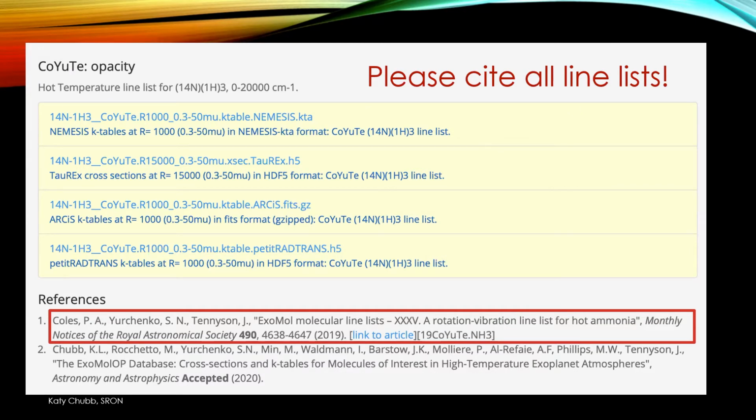Not only is it nice to cite people's work, but it's also important because the line lists are updated periodically, and so it's important to mention which version you're using for a particular species. If you click through to these references, they will also tell you information on the temperature and wavelength region that the line list is valid for.